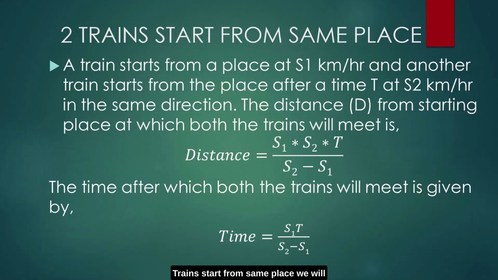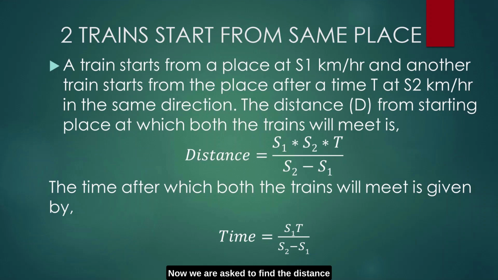Two trains start from the same place. We will be asked to find distance and time. Let us consider train A. The train A is starting from station A at a particular time. The speed of train A is equal to S1 km per hour. Now, let us consider another train, train B, starting from the same station A, but after some hours of time t. Let S2 be the speed of train B.